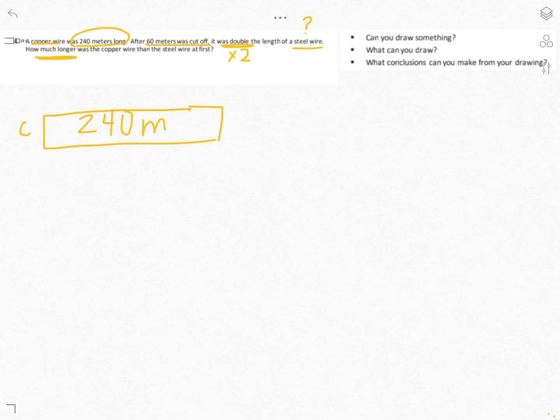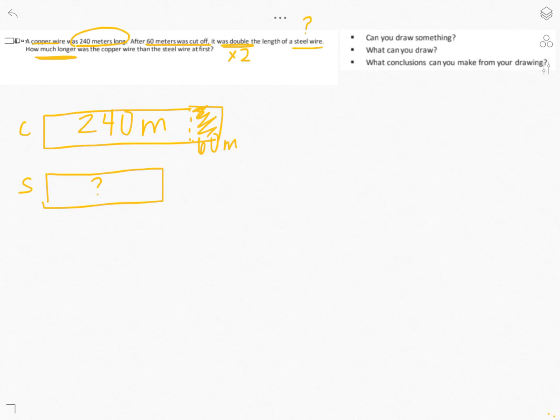So I'm going to make a dotted line here. We're going to cut this off. It's going to be gone. So this is 60 meters. After the 60 meters was cut off, it was double the length of a steel wire. So I'm going to show my steel wire down here. Again, I don't know how long this is. This is my missing number.